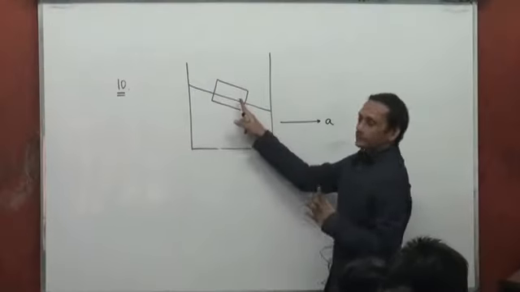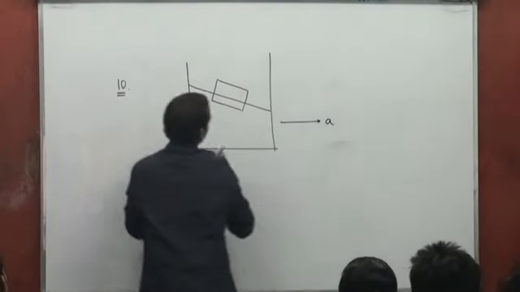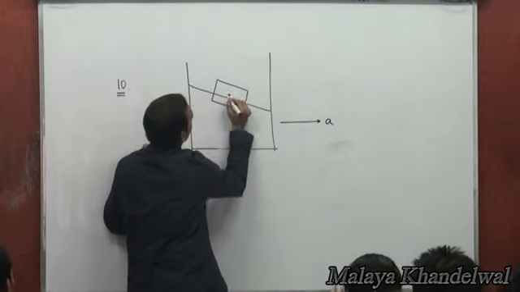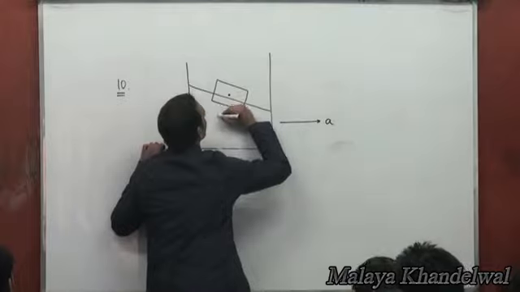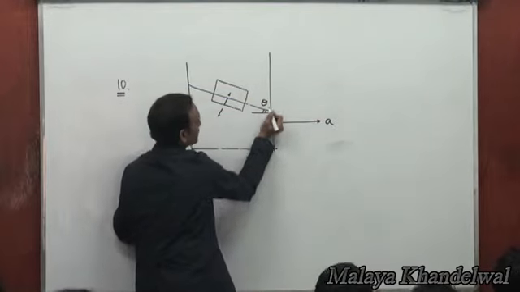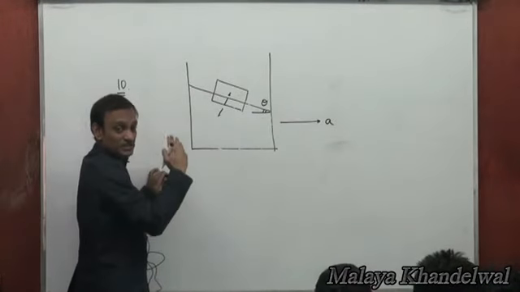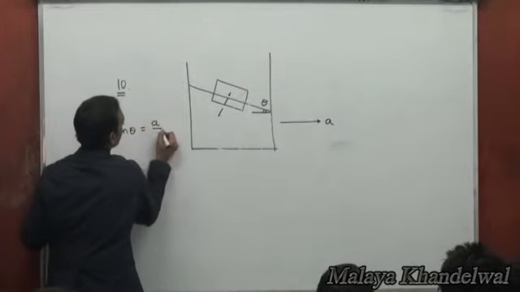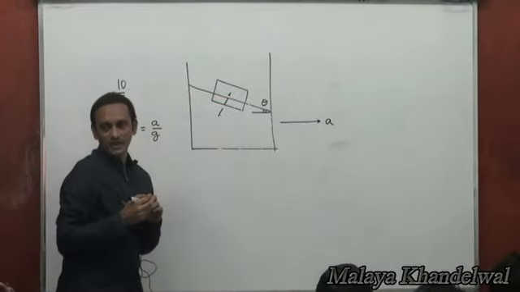Now obviously, with the container being in this position, say this gets inclined at an angle theta, the free surface such that tan theta is going to be a by g. That tan theta is going to be a by g. Clear?